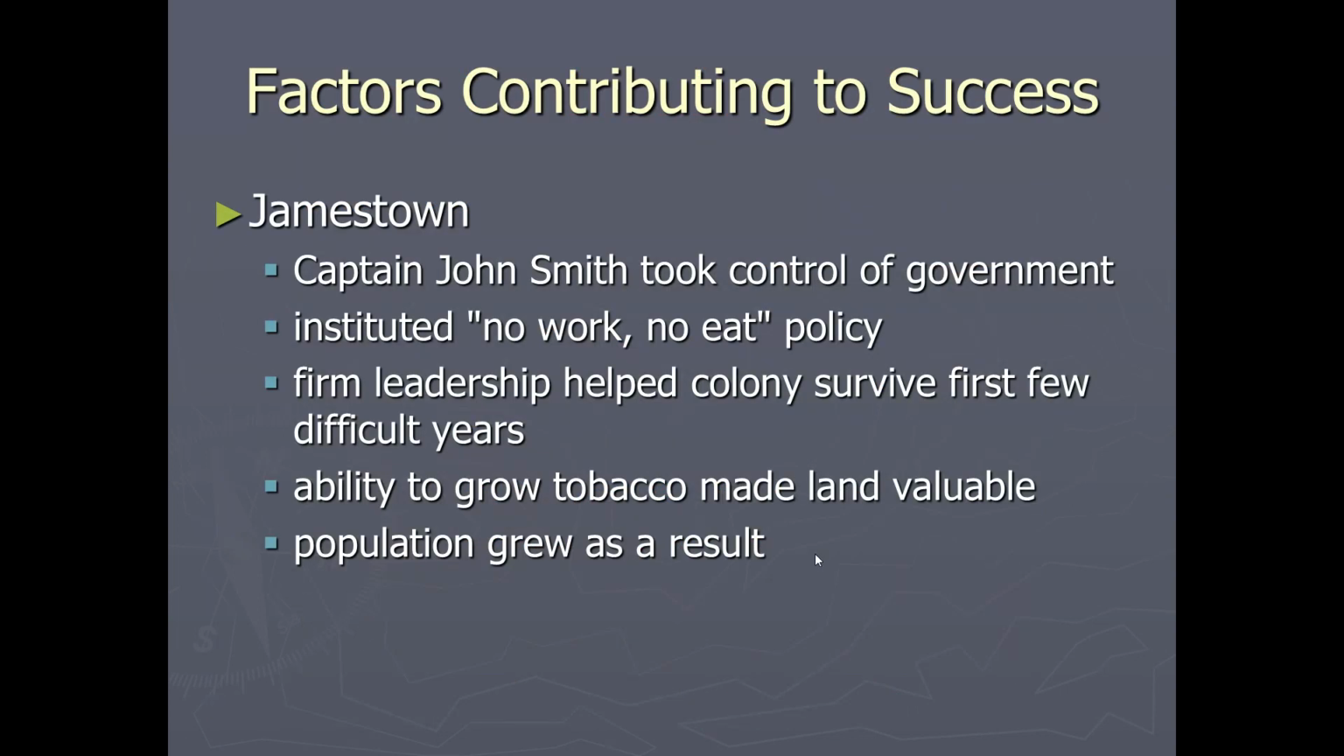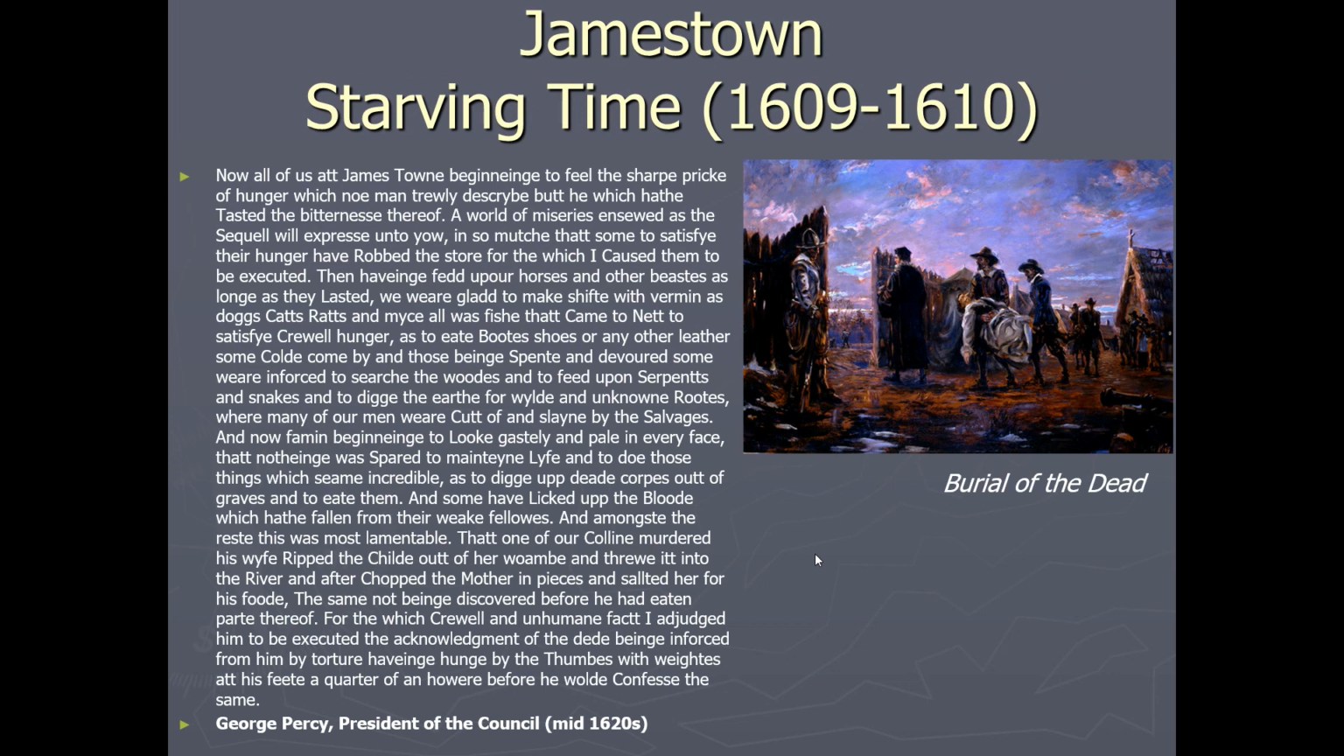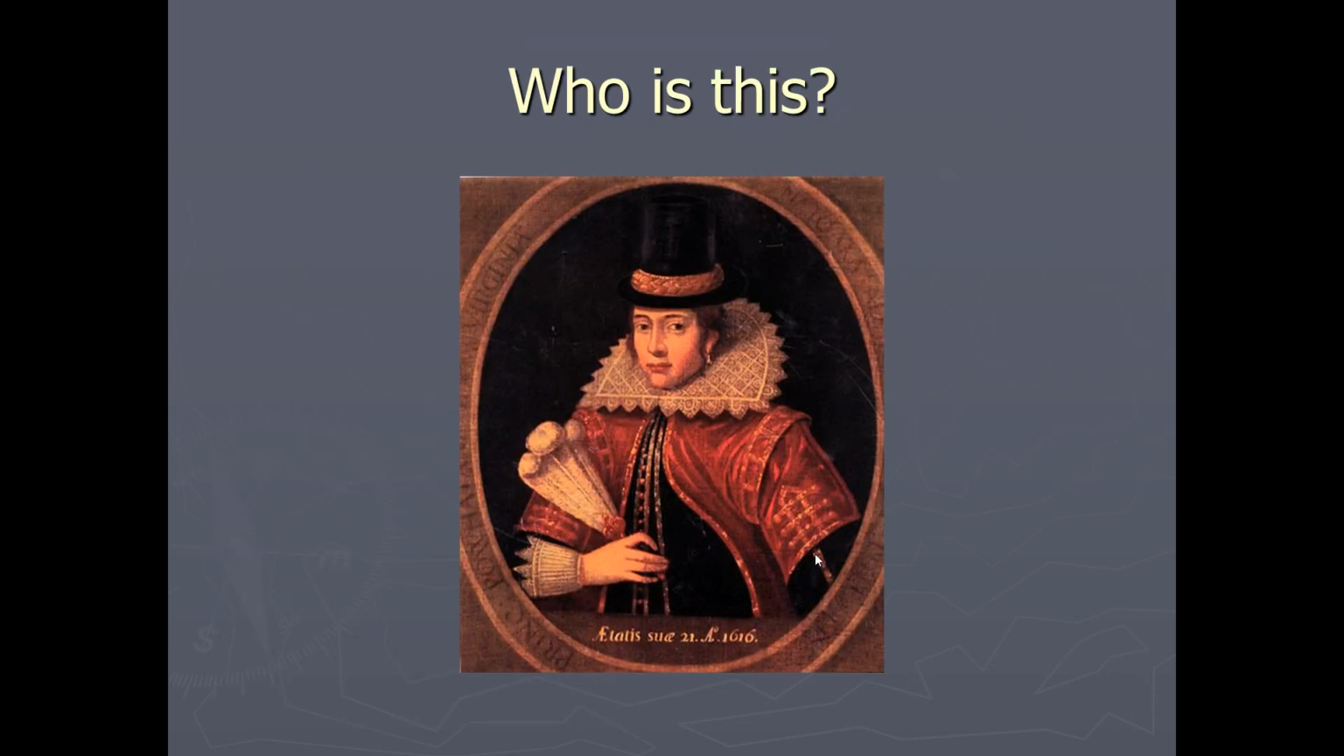So when Captain John Smith takes control of the government, his firm leadership is going to save the colony from starvation during those first difficult years. He's going to have the ability to grow tobacco, which is going to make the land very, very valuable, and population is going to grow as a result. And here's more that you can pause and read about the starving time in Jamestown.